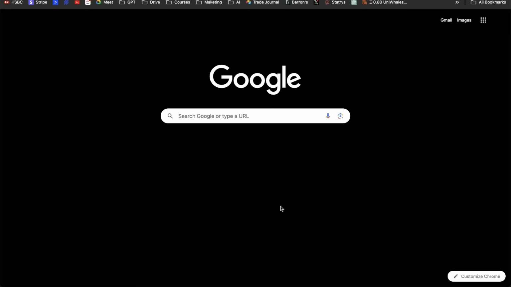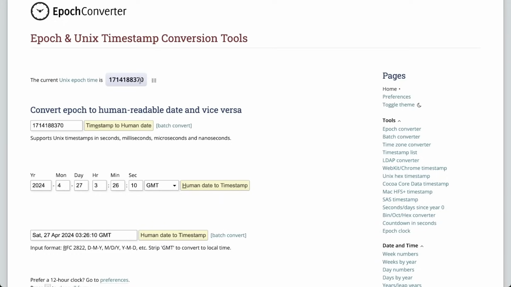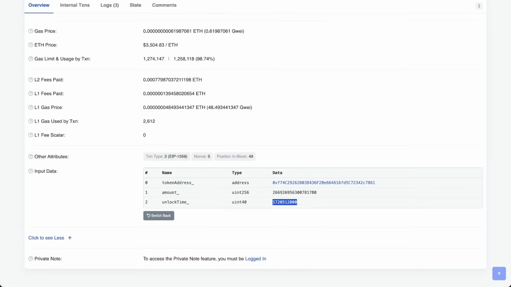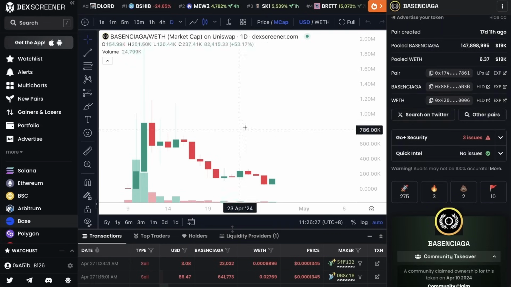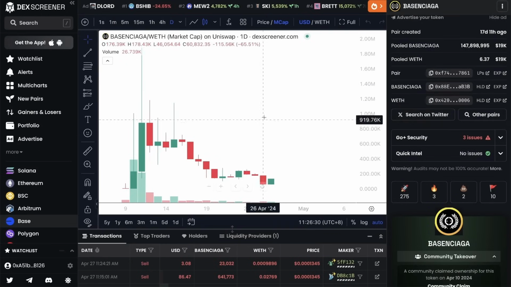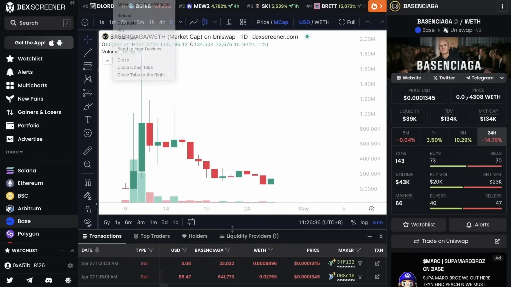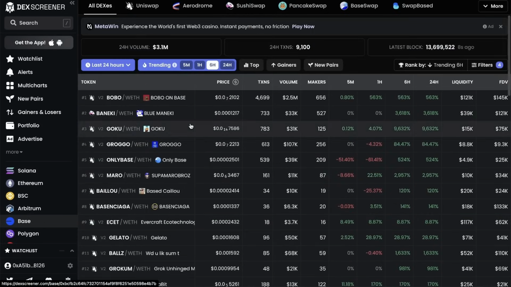So for this, I will use a timestamp converter. On July 9, in 2 months, the liquidity pool will be unlocked. So for now, you can still trade it. It's okay. However, as you can see, it's a token that has pumped and then went down. But they launched it on another liquidity pool now. This is why you have to be careful always. And maybe it's good. I'm not saying.